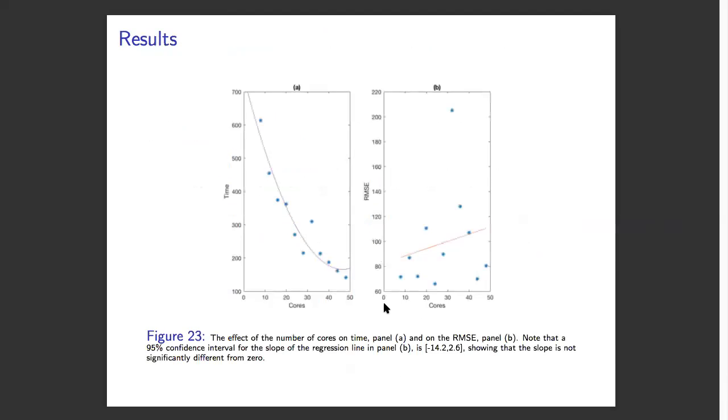This shows that as you increase the number of cores, and this was for the continental margin problem, I think, the time goes from 700 minutes to less than 200 minutes after 40 cores. And the accuracy is somewhat similar. We have an outlier here though.